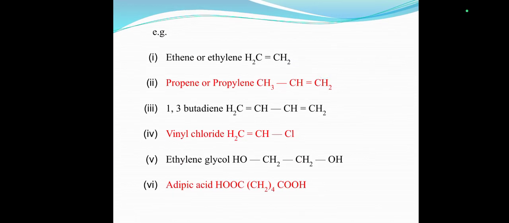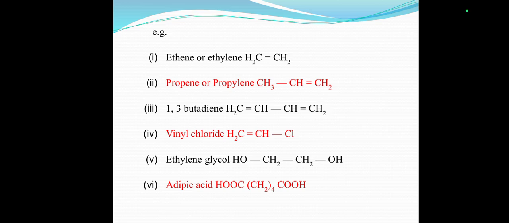Let us see the examples of monomer molecules. First one is ethene. So a double bond is there, and one double bond produces two reactive positions. How? Because in a double bond, one bond is a sigma bond and another bond is a pi bond. So the pi bond breaks symmetrically and each carbon gets one electron. So one electron, that is a free radical, and a free radical is active. So one double bond produces two reactive sites.